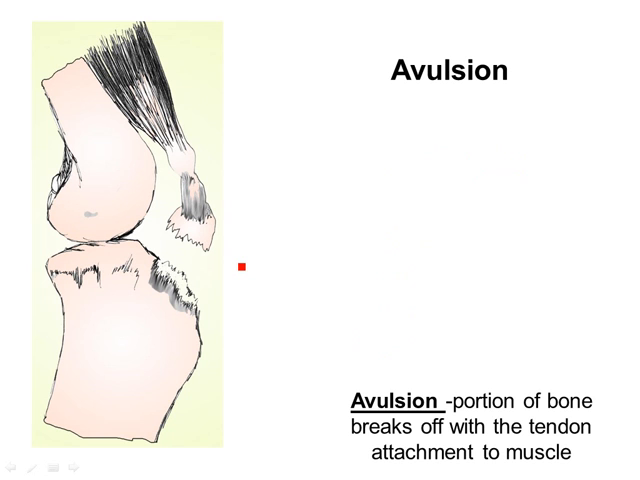Now another one you may see, especially in boys going through puberty and just in their early 20s when they're really doing more than their bodies can take. They're trying to lift something heavier than they need to. An avulsion is basically when a portion of the bone breaks off with the tendon. So here's the bone. Here's the tendon. Tendons connect muscle to bone.